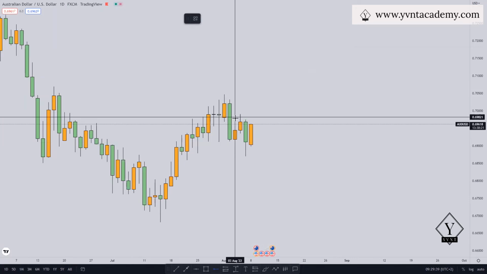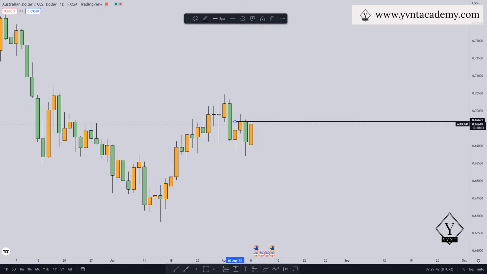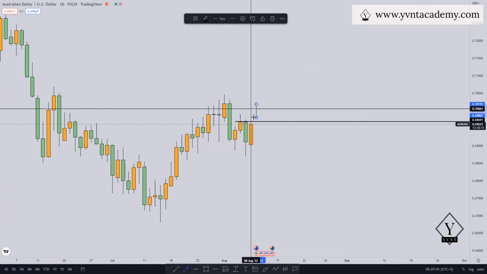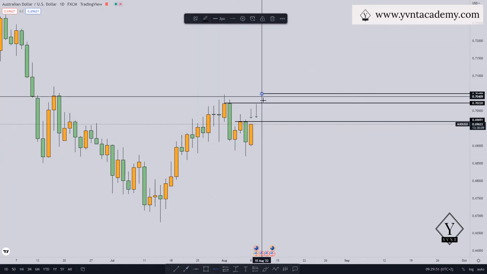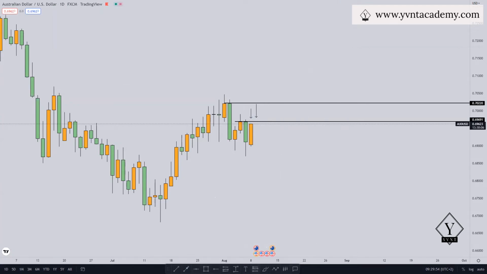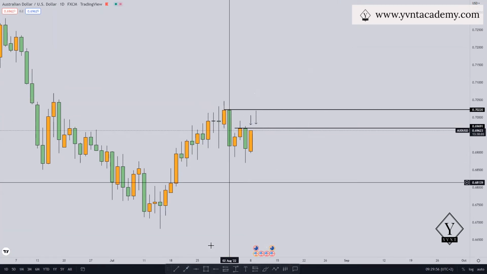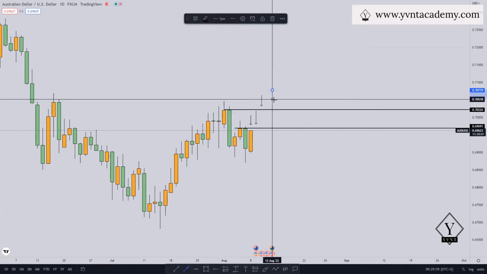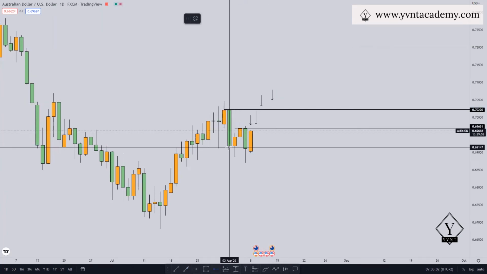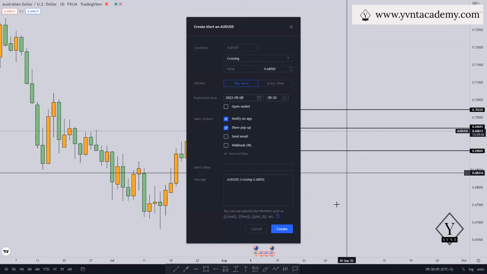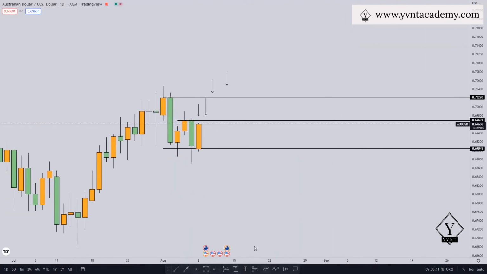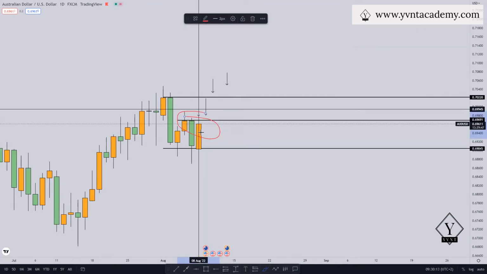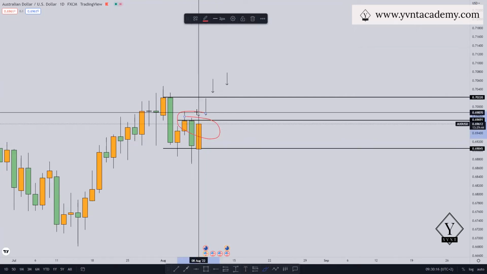This is my favorite. Price is currently reacting where I was expecting to take sells, right? So what I'm going to wait for now is to see what price does here, because there's still an opportunity that price can push until here, right? For me, I see AUDUSD giving me an opportunity to take sells.